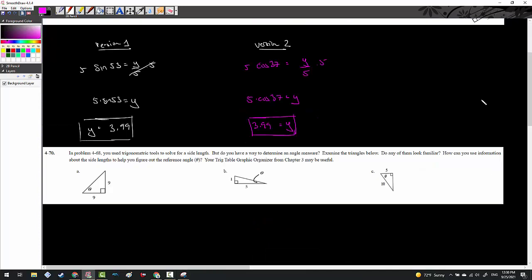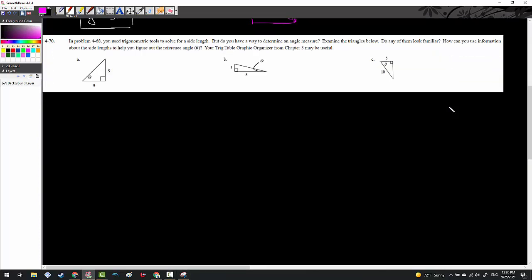The last problem, 4-68, is kind of a preview into the next section, but they're asking us now to solve for angles. And we normally don't unless we know the angle outright. And so luckily in these three examples, we do know the angle outright. When I have an angle that produces a slope ratio of 9 over 9, or 1, that means that the slope angle must be 45 degrees.